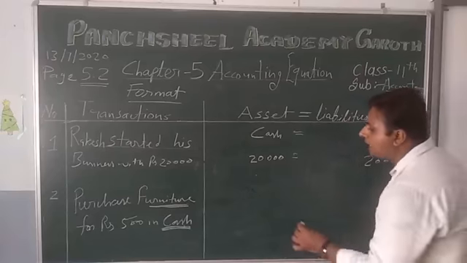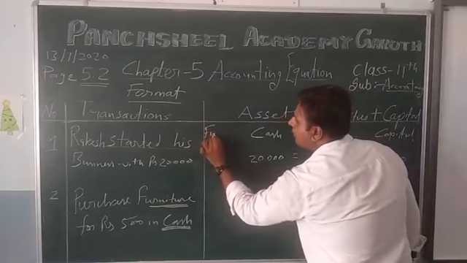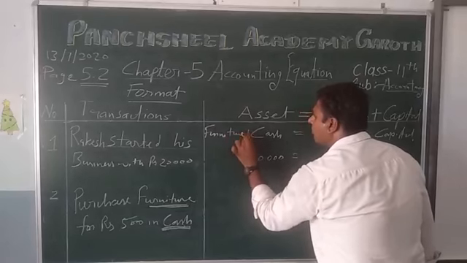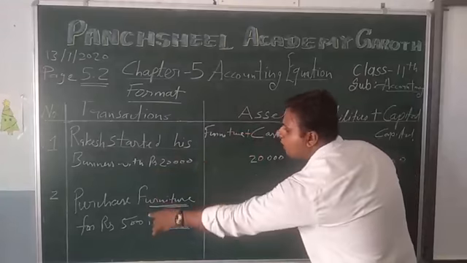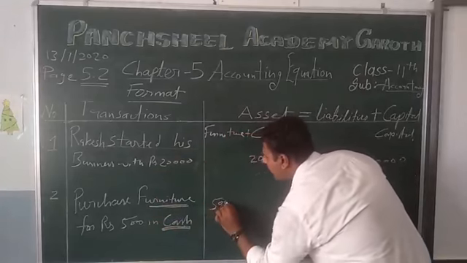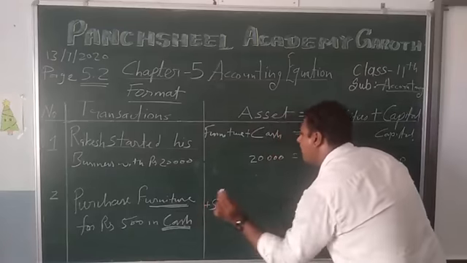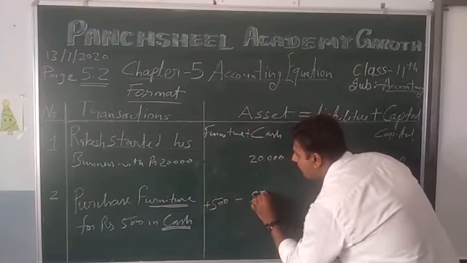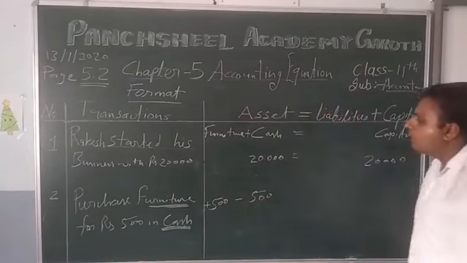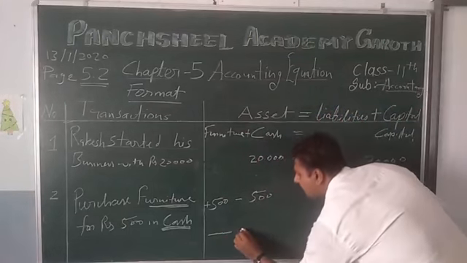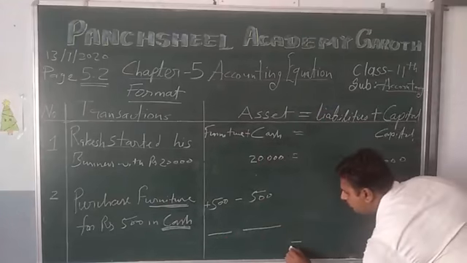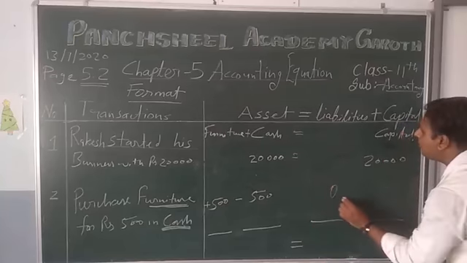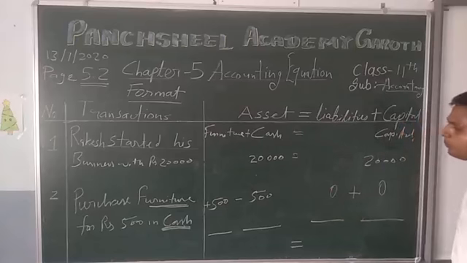So we have to write here furniture. How much furniture are we purchasing? Rupees 500. That is added here, and here what are we deducting? Rupees 500 from cash. So now our new equation will be made. Liability is 0, capital is increasing 0. Okay.